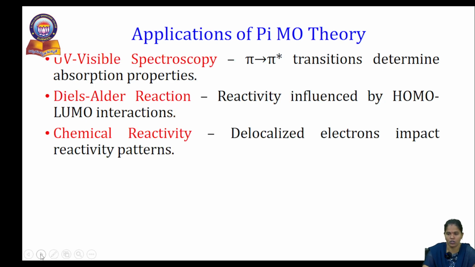Applications of pi molecular orbital theory. UV-visible spectroscopy: pi to pi star transitions determine absorption properties. Diels-Alder reaction: reactivity is influenced by HOMO and LUMO interactions. Chemical reactivity: delocalized electrons impact reactivity patterns.